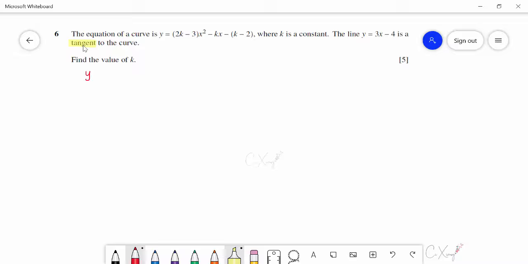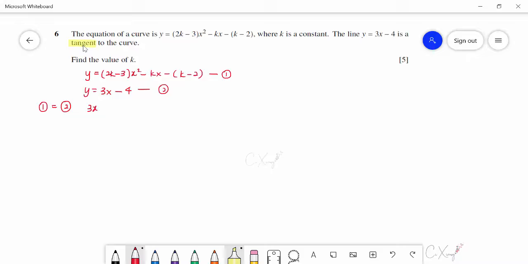Okay, so my first equation is y equals 2x minus 3x squared minus kx minus k minus 2. So this is my curve equation. And the line is y equals 3x minus 4. And I'm trying to solve them simultaneously because in this question, when they mention tangent, it means that the line and the curve intersect at one point. So since it is related to intersection, I will want to solve it simultaneously.